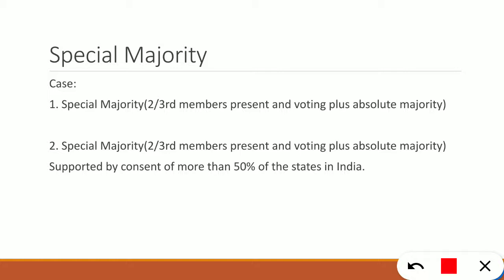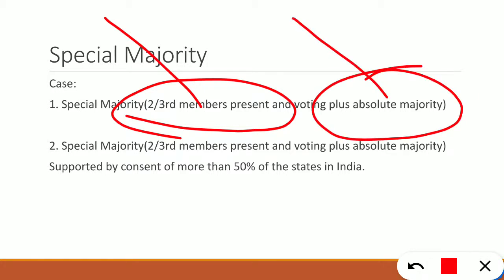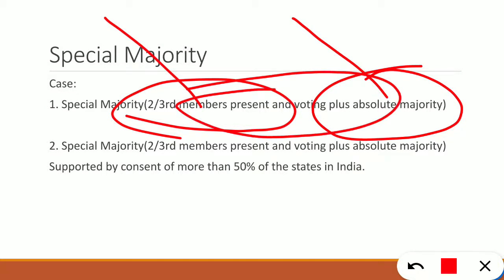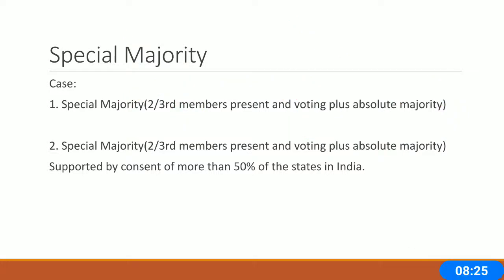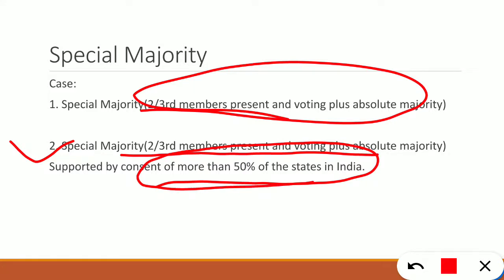So two-third of that plus absolute majority. This thing is different. They will calculate this differently and they will calculate absolute majority differently. If both satisfy the condition, that means special majority, and that bill or any procedure will be passed by special majority. Now the second case is this case plus more than 50% of the states should ratify that matter. That means supported by consent of more than 50% of the states in India.